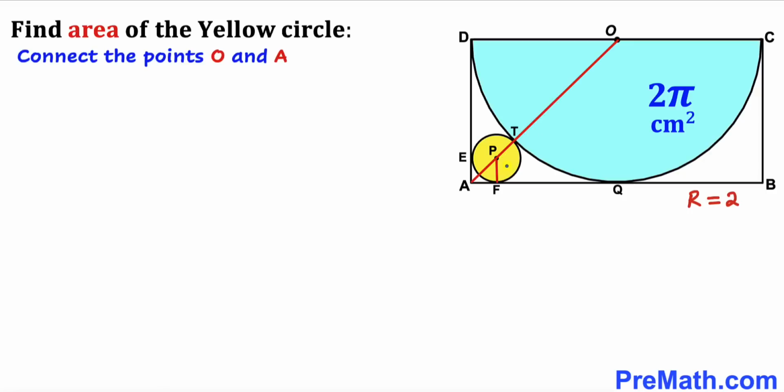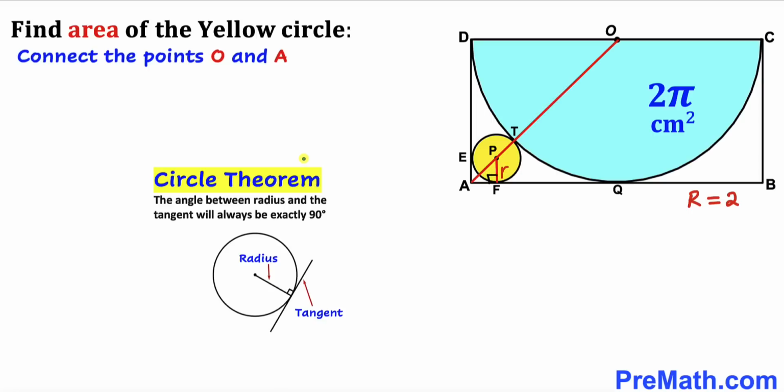Now let's go ahead and connect these points P and F. And now we can see that this PF is the radius of this yellow circle. Let me call this radius lowercase r. And now let's recall this circle theorem. According to this theorem, the angle between the radius and the tangent line will always be 90 degrees, as you can see in this diagram.